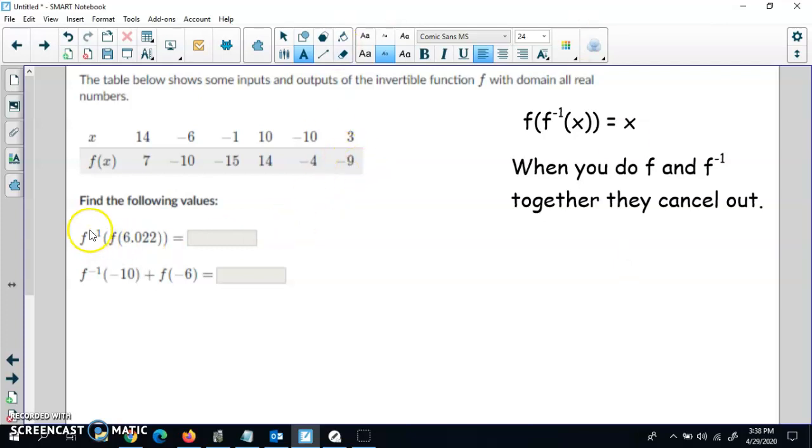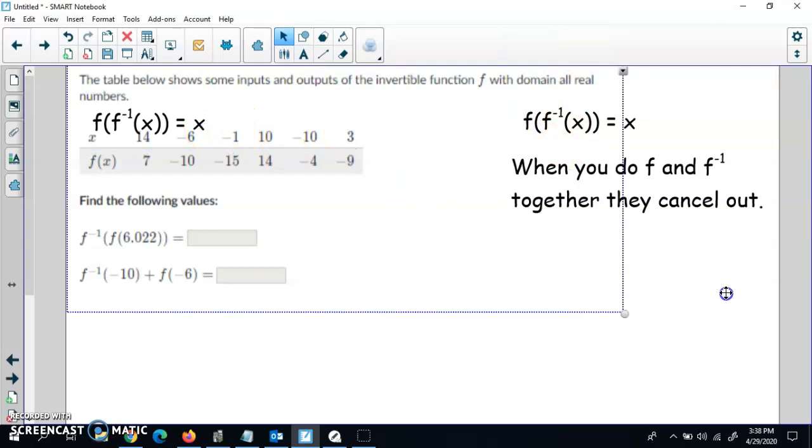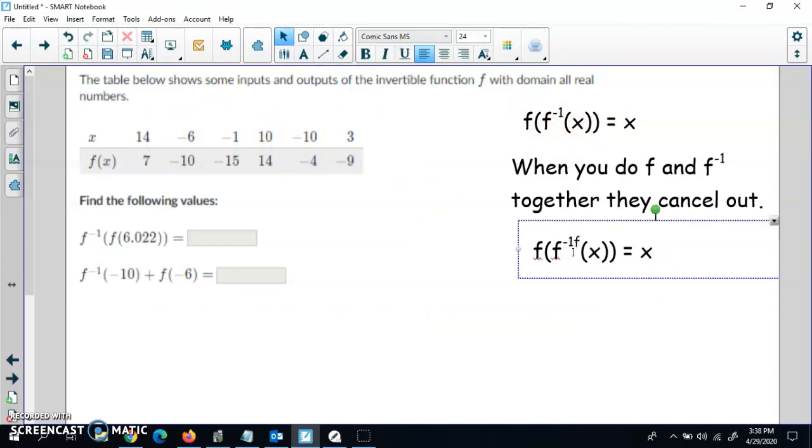So that's going to help us with this first one, because that's what we're doing here. If it looks like this, or if it looks the other way, if the f inverse part is on the outside. So if it looks like the f is here, ooh, that looks so ugly. Let's make it look pretty.